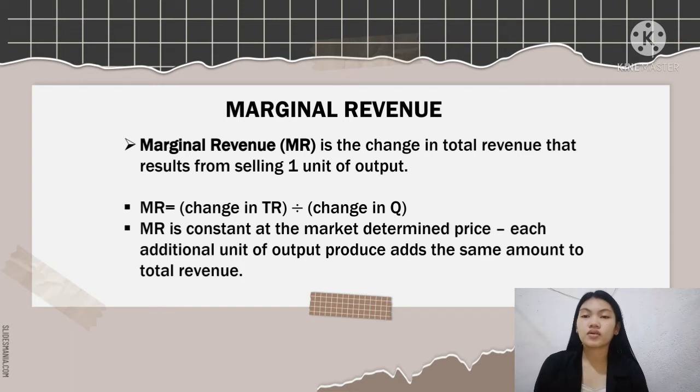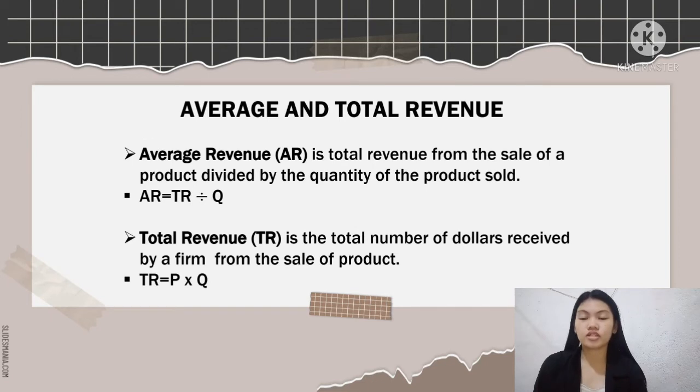So marginal revenue is constant at the market determined price, as each additional unit of output produced adds the same amount to the total revenue. So next is average revenue.